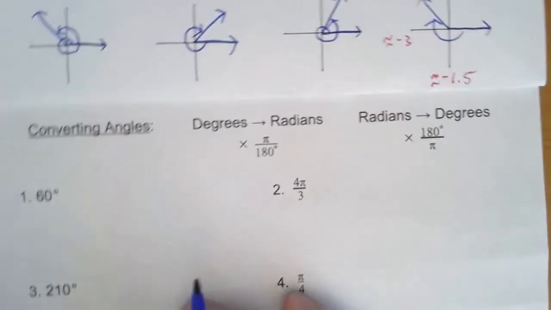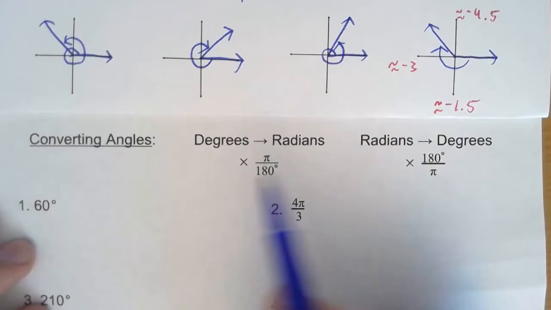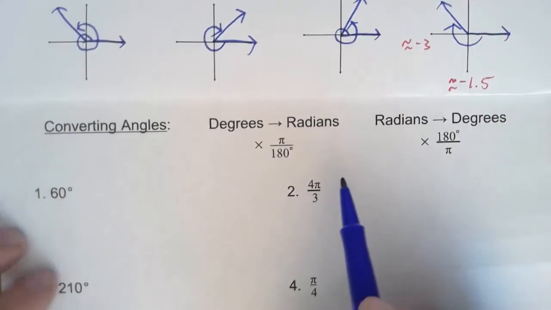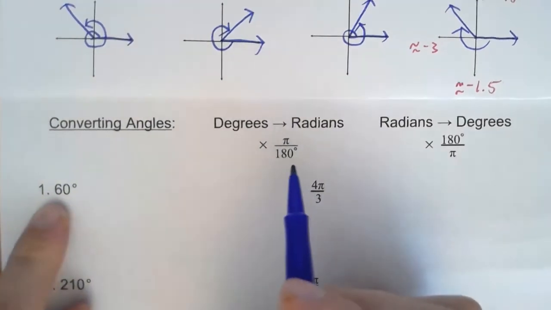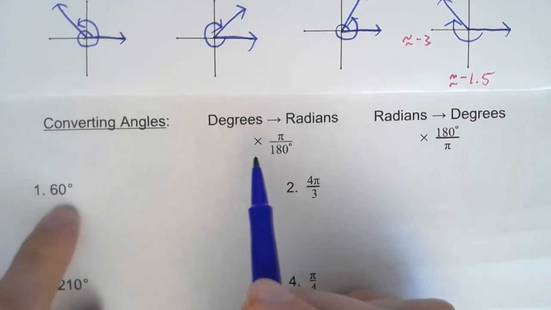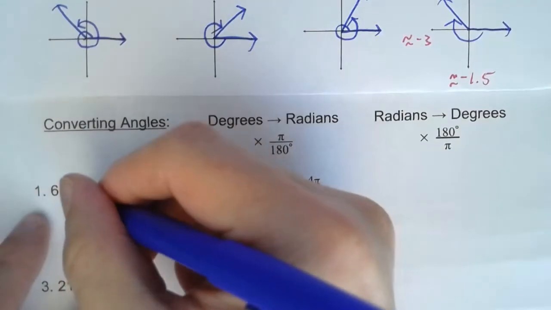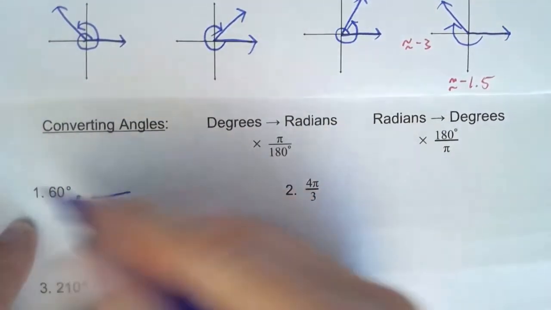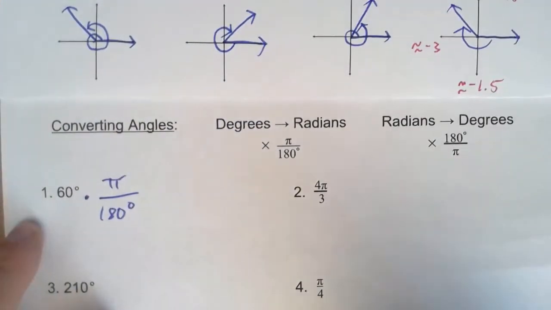Right? And so it just depends on whether you want to cancel out degrees or end up in degrees, whether you want to cancel out radians or end up in radians. So whatever you want to cancel out needs to go in the denominator. So for this first problem here, since I want to cancel out degrees, I want to change it from degrees to radians, I put the degrees in the denominator. If I put degrees down here, the degrees will cancel. And I want to end up in radians, so I put the radians in the numerator.